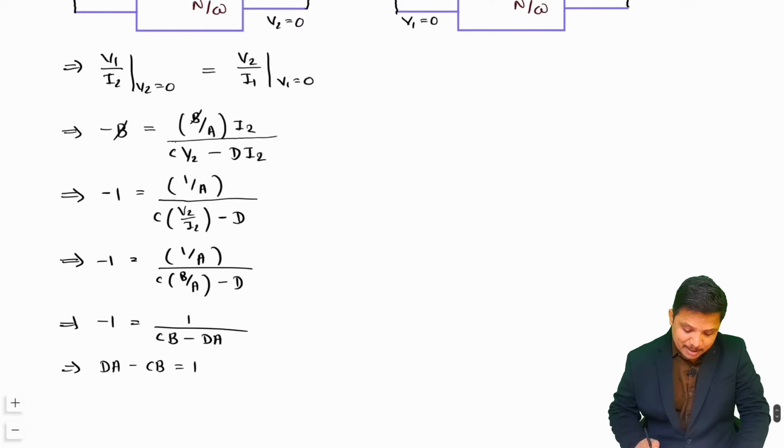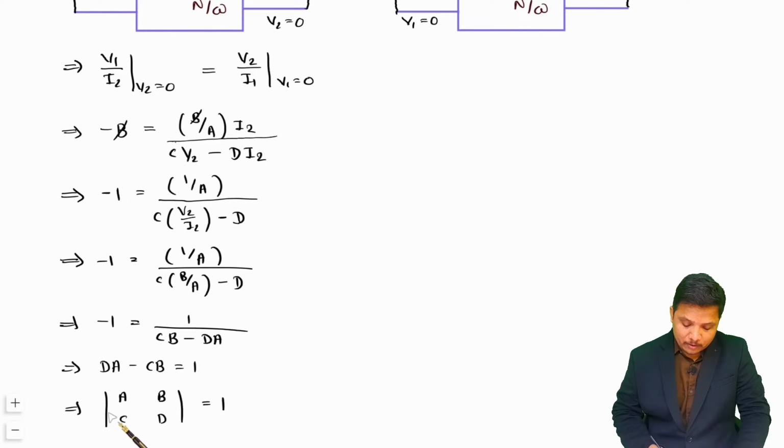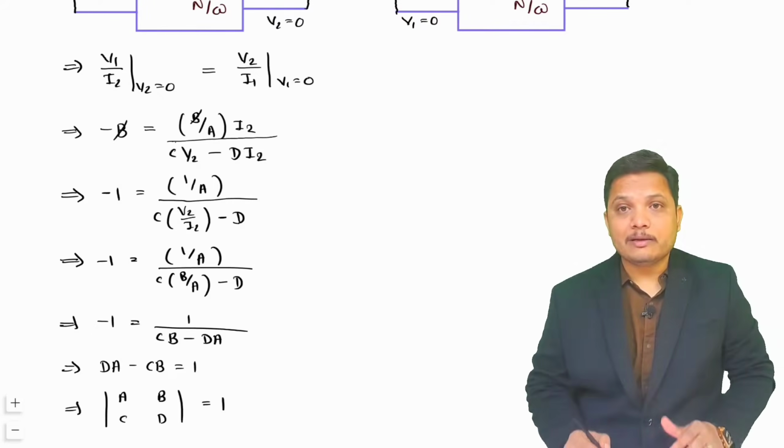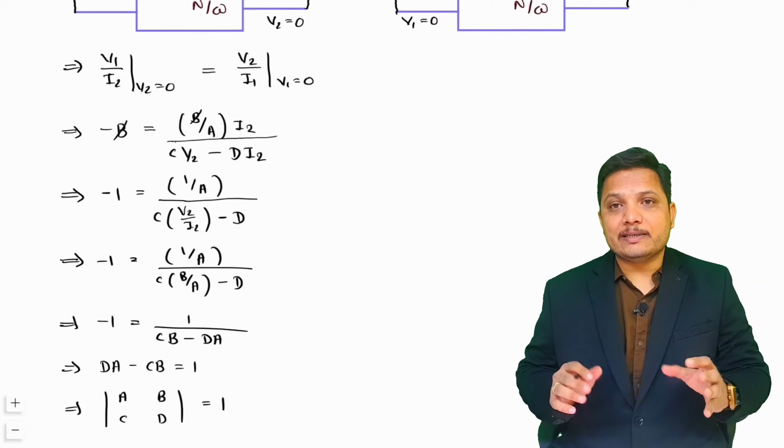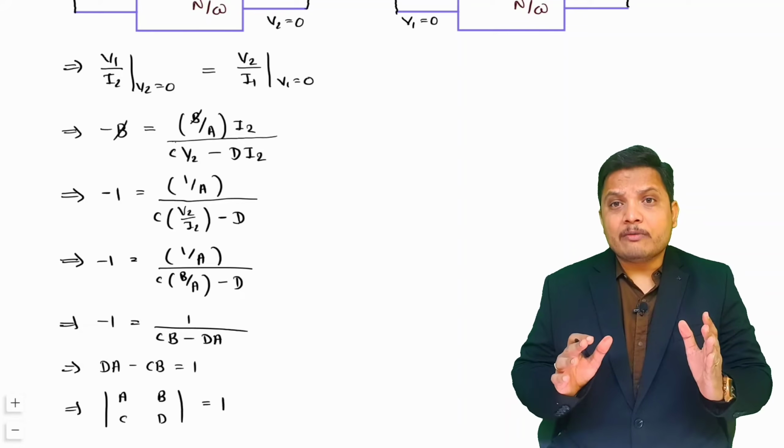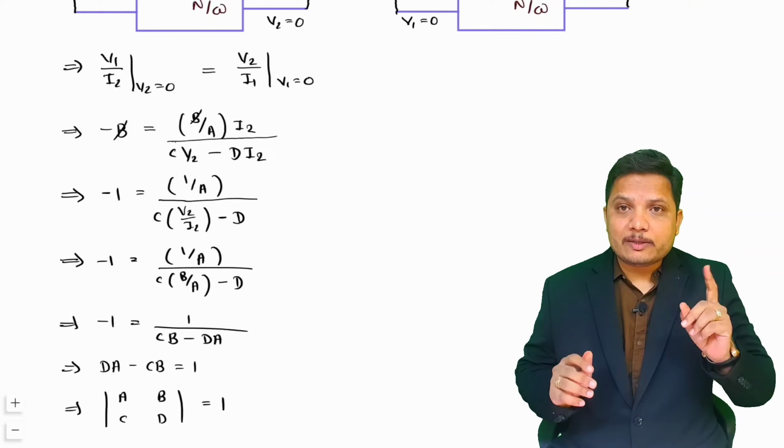Now what is DA minus CB? So my dear students, that is the magnitude of matrix ABCD. So you see, for the ABCD matrix, DA minus CB should be equal to 1 for a reciprocal network. So my dear students, for a reciprocal network, the basic condition is that the magnitude of matrix ABCD should be equal to 1.